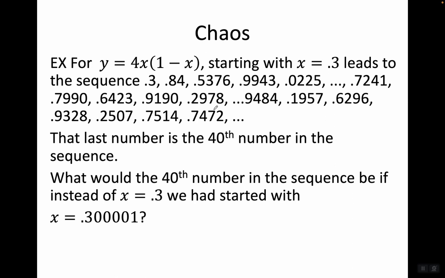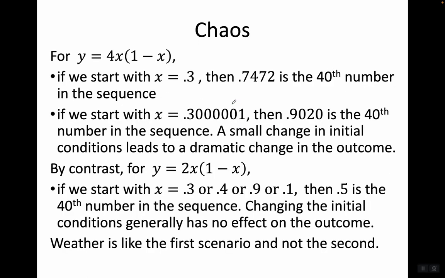How about this one? x equals 0.300001. That is so microscopically close, infinitesimally close to 0.3, that by the time you get to the 40th number in the sequence, it should be pretty close to 0.7472, right? Nope, not even close, 0.0293. How about adding another decimal place? Do you think that's going to make a difference? Nope, 0.9020, not even close to 0.7472.